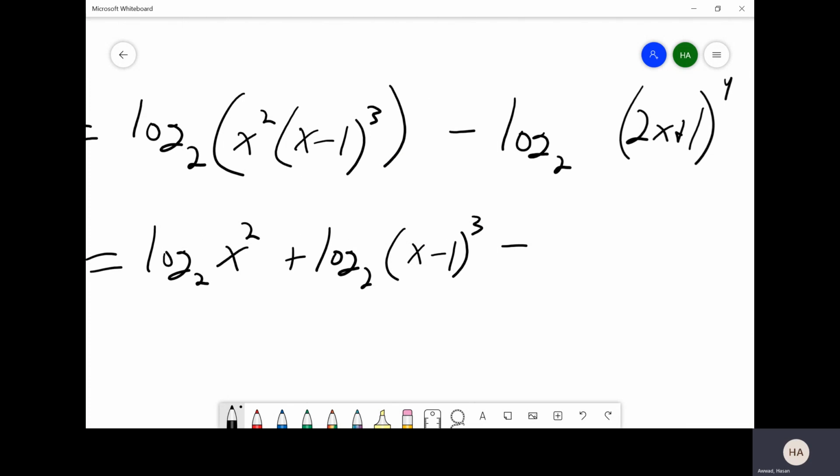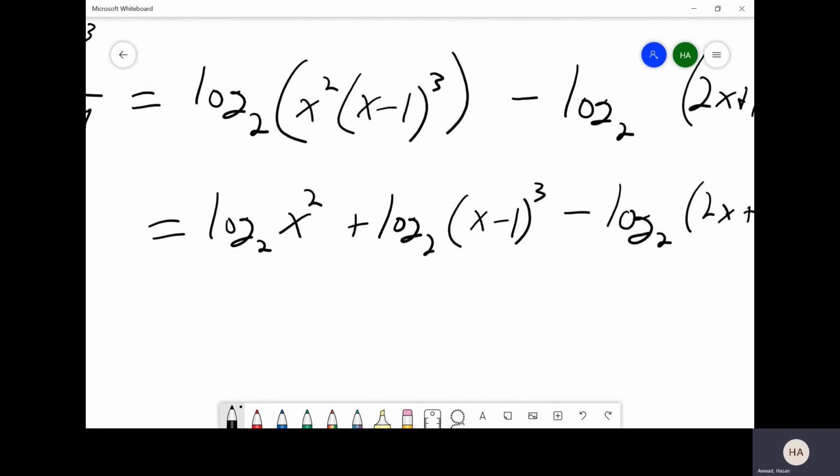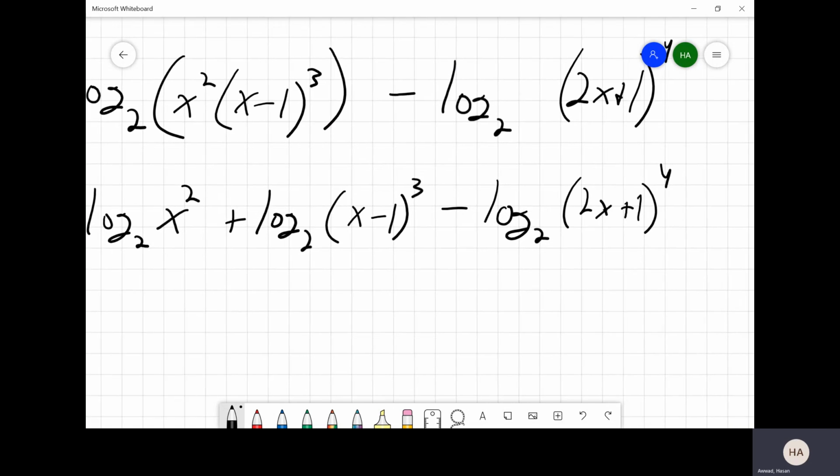And we're still subtracting off that log base 2 of (2x plus 1) to the fourth. Okay, we're almost done here. We know we're almost done because everything is split up now, right? We have no more multiplication going on. The only things that we have going on are exponents, right?